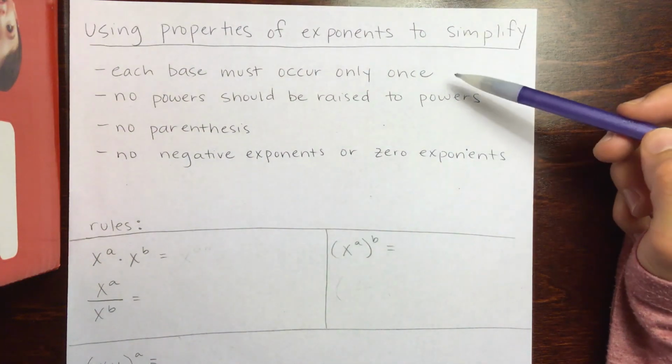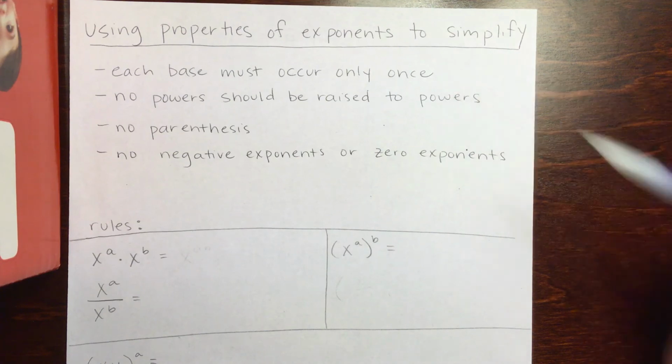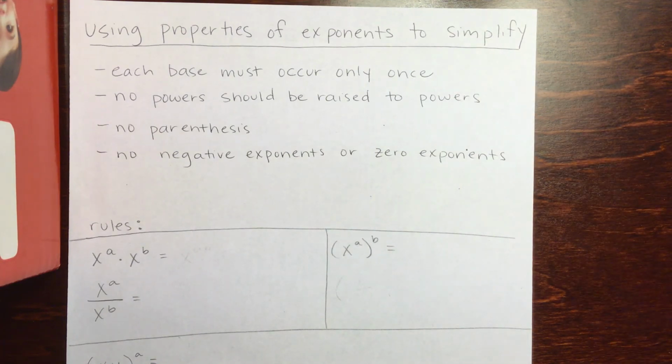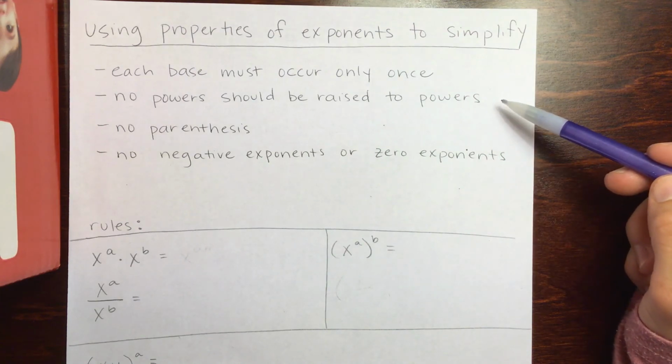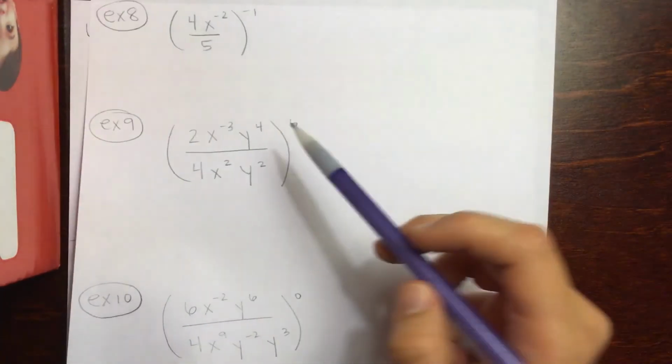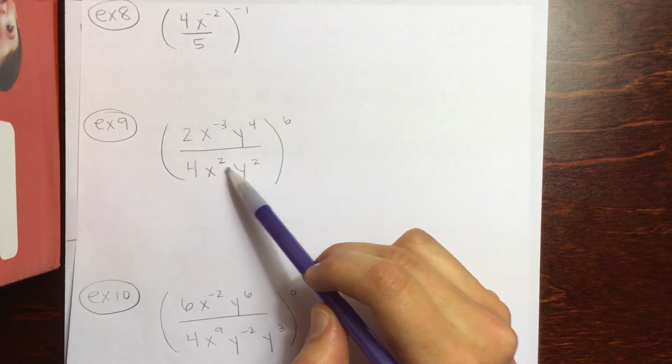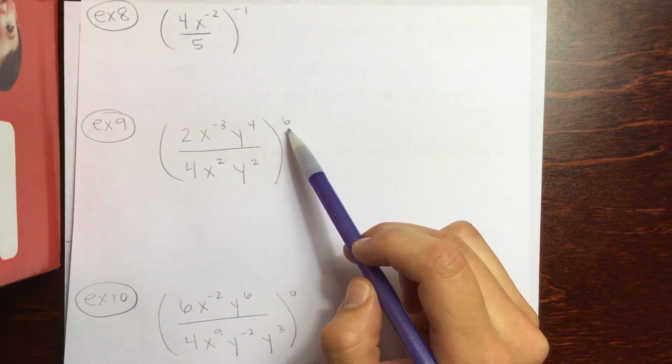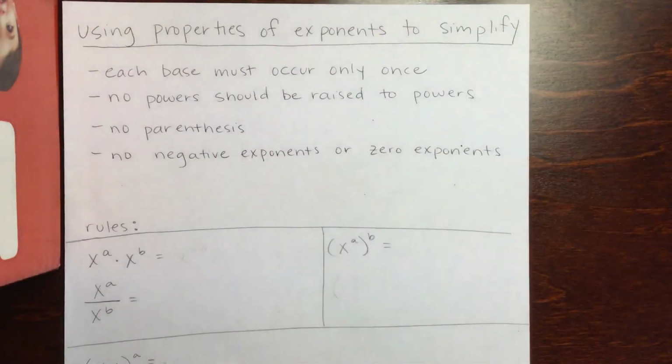These are the rules that you need to follow. So first, each base must occur only once. That means we don't want to have multiple x's in our expression or multiple y's, multiple numbers, unless you have a plus sign somewhere. No powers should be raised to powers. So that example that I showed you had squares, fourth powers raised to the sixth power. So we don't want that in our final answer. We don't want parentheses, so we're going to get rid of that whole overall parentheses. In general, in this class, I don't like parentheses, so get used to trying to get rid of them.